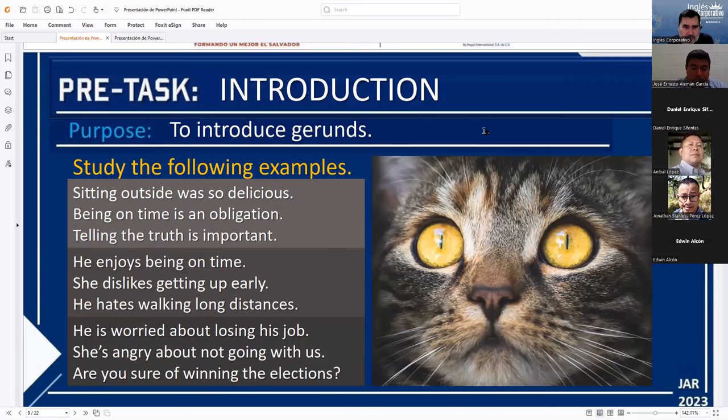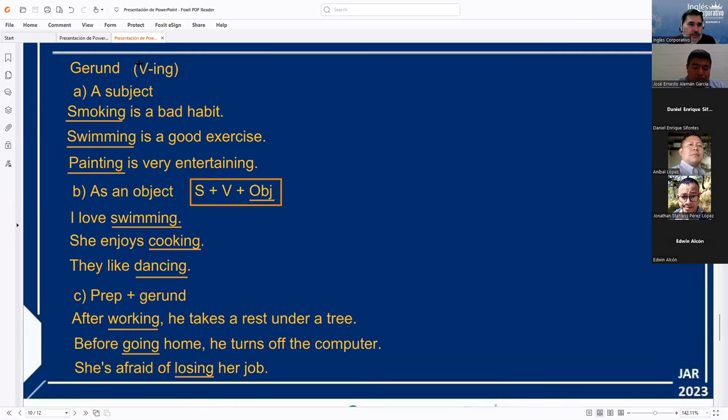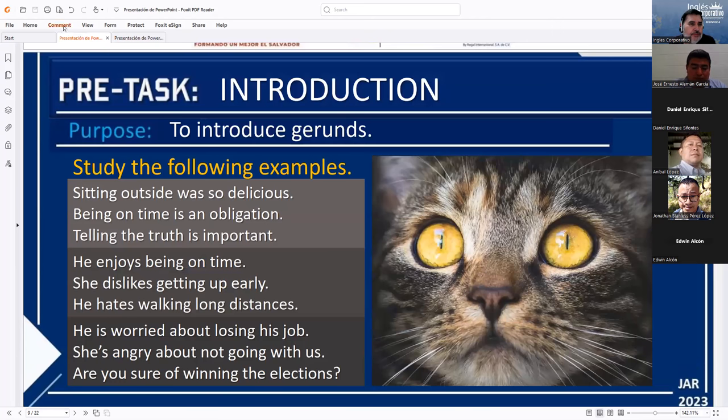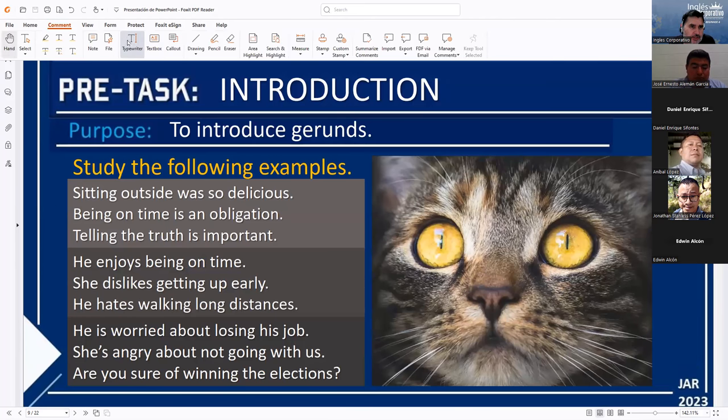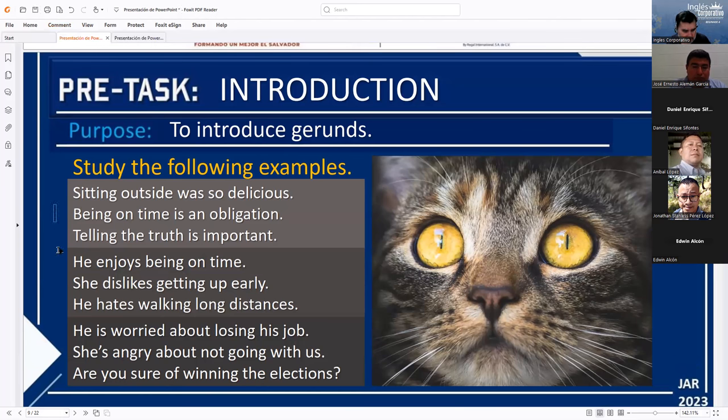Okay, now check the examples over here. I need three volunteers to read this. We have volunteer one. Me, teacher. Okay. Teacher. Thank you. I want to read. Excellent. We have the three already. So, okay, number one, begin.